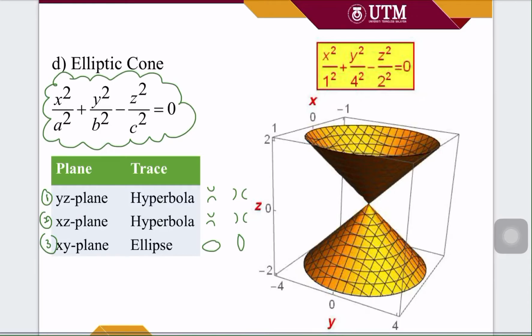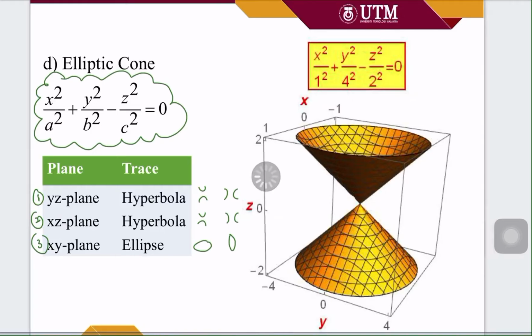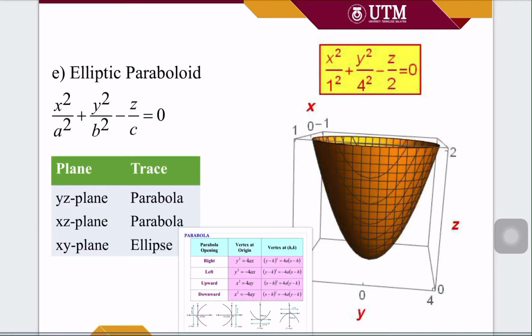Okay, alright. So now the next one, elliptic paraboloid. So in this case, paraboloid. We need to know this is the standard equation. Z is negative and z is not squared. So we have three traces because no variable is missing. The traces are the parabola and also the ellipse.